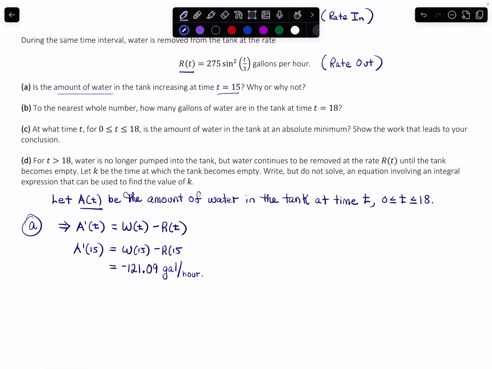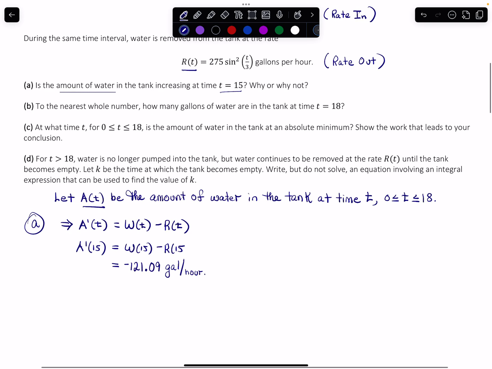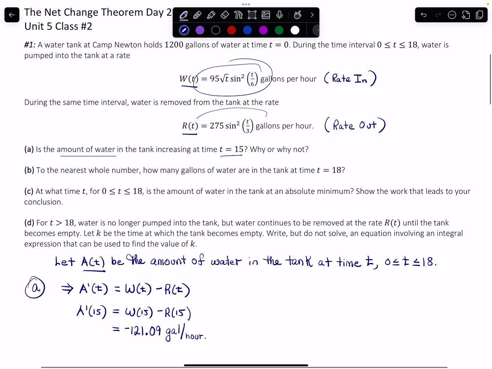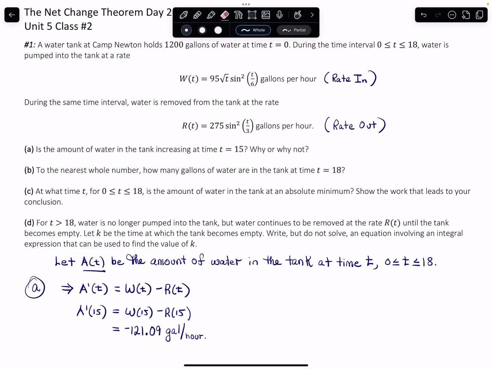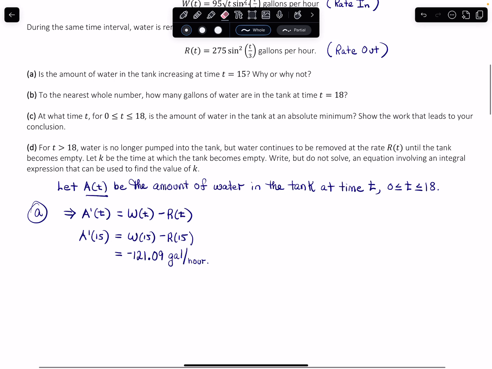What would I say here to explain my answer? I have work to show it. By the way, I didn't show any plugging in of 15 to any of these expressions, correct? The reason for that is they know I'm using my calculator. To write that out is just going to waste my time.